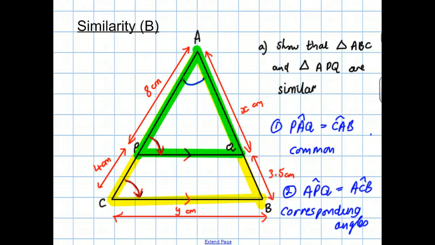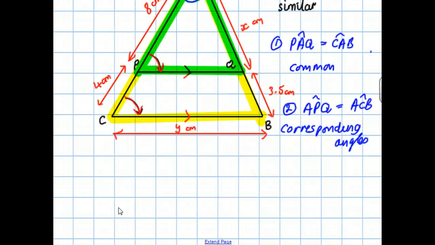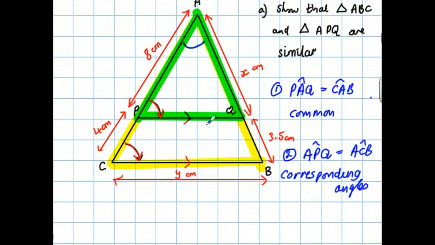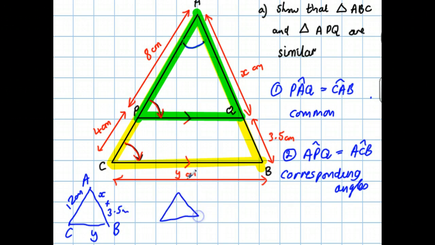Now, hello again. What we're going to do next is look at how we use similarity to find unknown lengths. I think the best way of doing this, as it's sometimes difficult to see, is to draw the diagram separately. So here's my triangle ABC, and put the sides on: that's 12 centimeters, that's Y, and this must be X plus 3.5 centimeters. And we know that it's similar to triangle APQ, and that this length AP is 8 centimeters, and this is X.